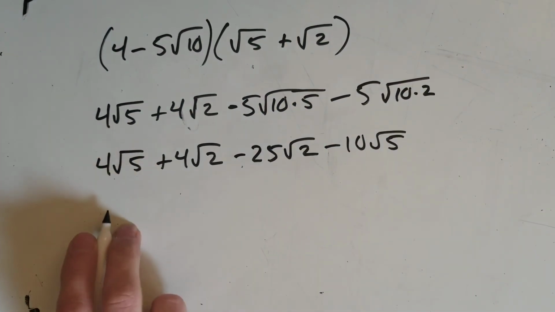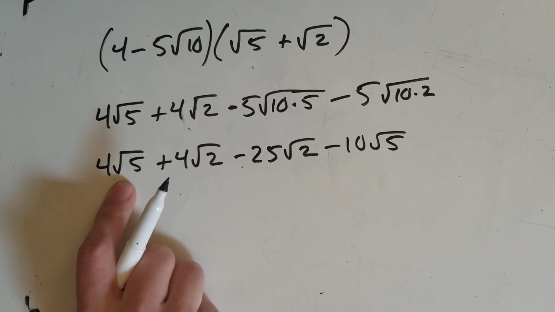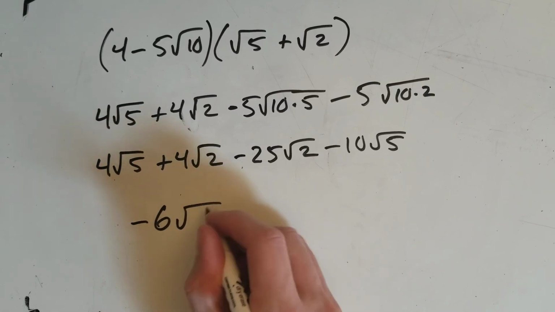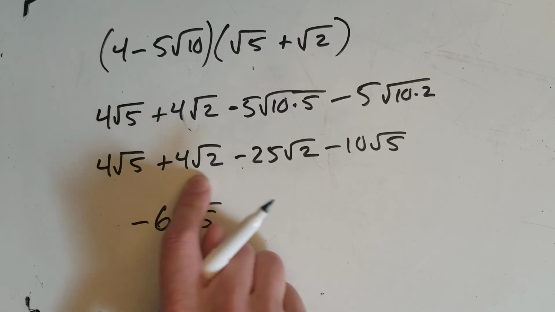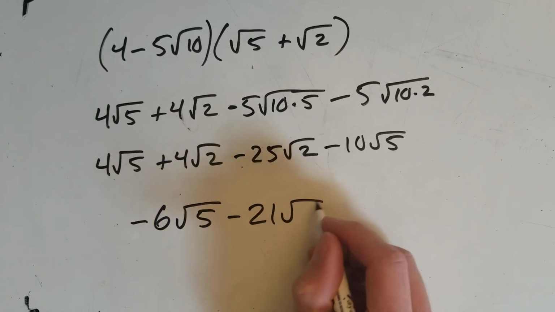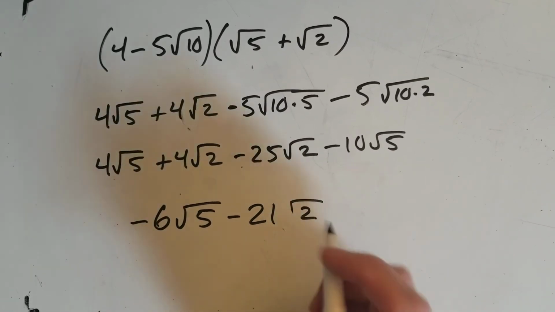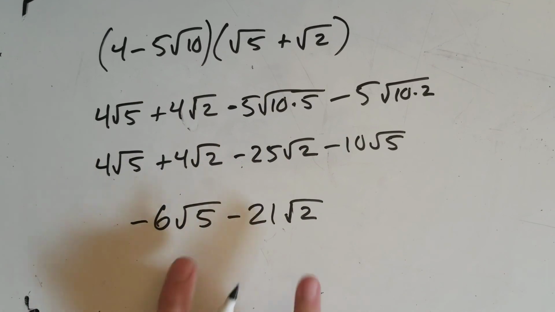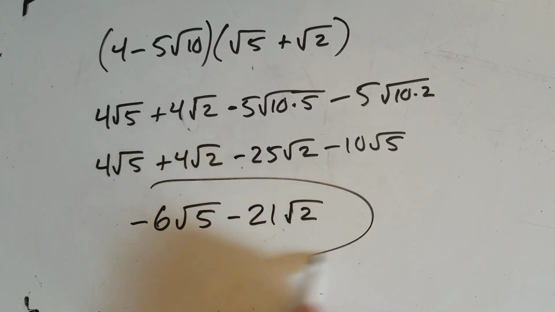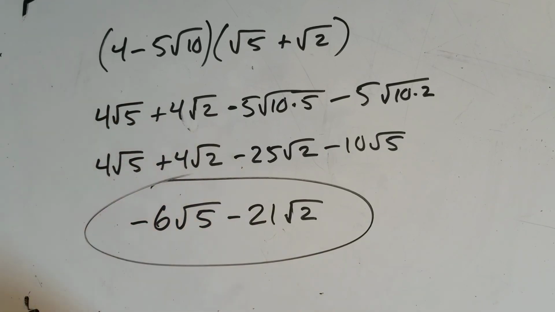And now we're just looking for like terms. So for root 5, there is another root 5, it's minus 10. So you have minus 6 root 5. And for root 2, you have minus 25 root 2, so you have minus 21 root 2. And you are all done. Can't combine like terms. Both terms are completely simplified, so we're in simplest radical form here.